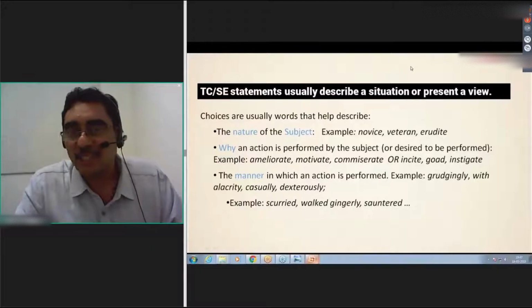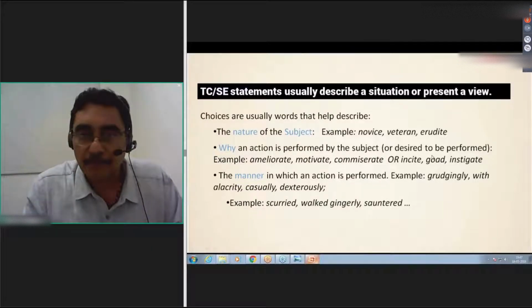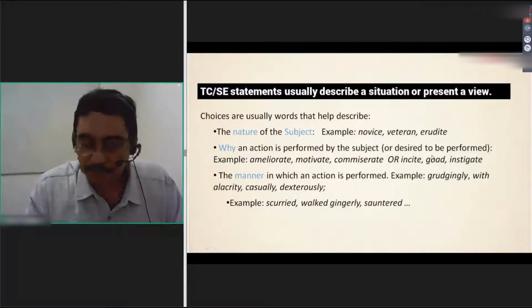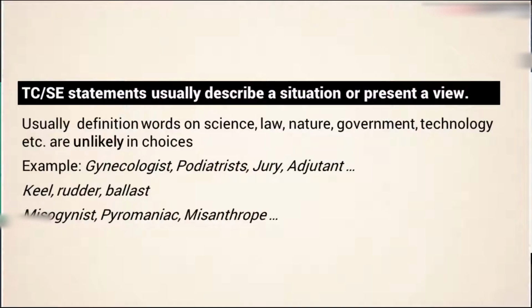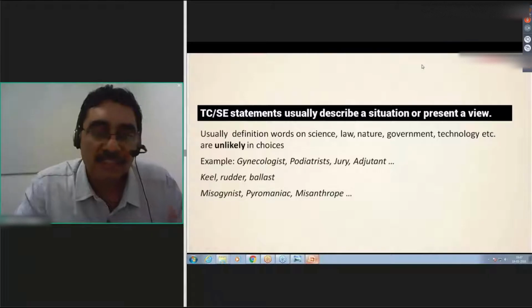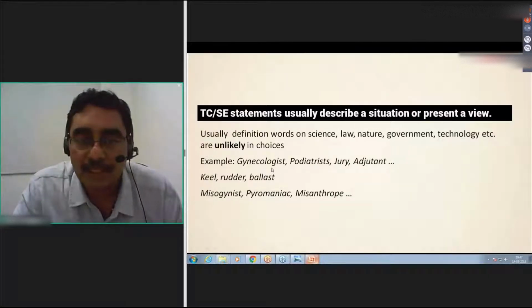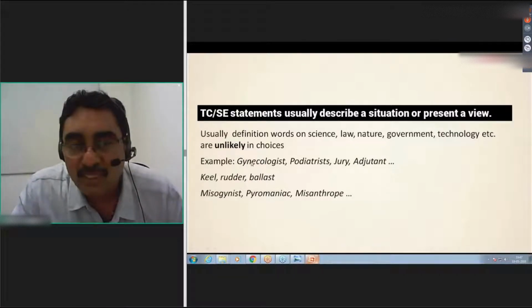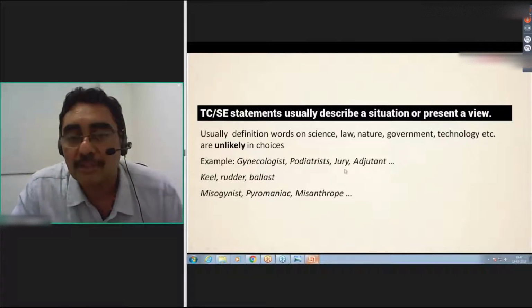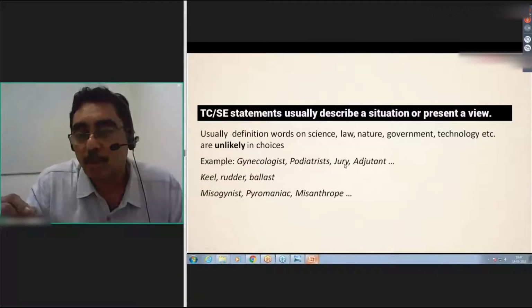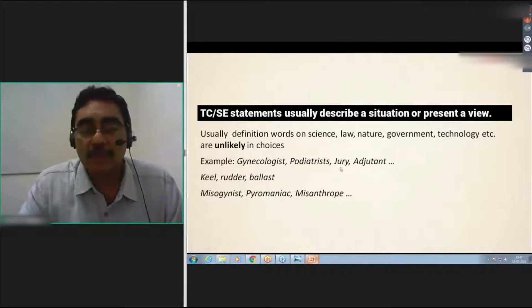So then the next question is, what kind of words should you not really bother about? I think it's best not to bother about words which are just definitions of something. For example, like gynecologist, podiatrist, jury. These are specific functions. You will not have a synonym of a gynecologist. You will not have a synonym of a jury. These are very specific terms which are more or less definitional, right?